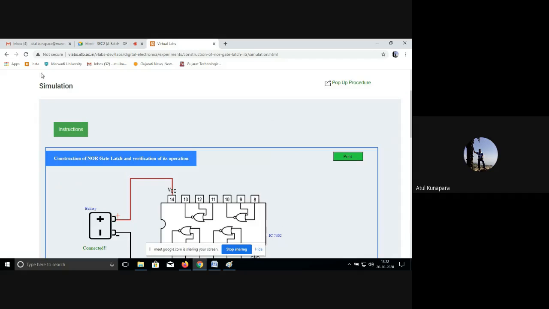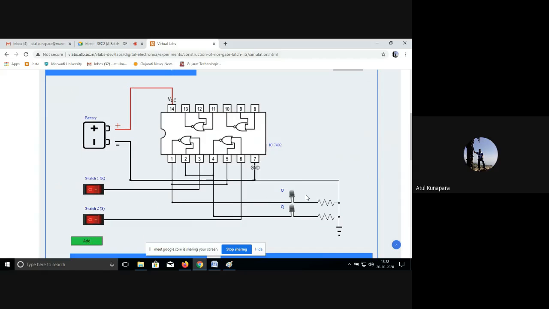Just reload the page. Okay, before the battery has been connected, you can see your Q and Q bar LEDs are both in off condition, right? They are both in zero condition. Now once you connect the battery, they will come like this. Your Q will be in set condition and Q bar will be zero.